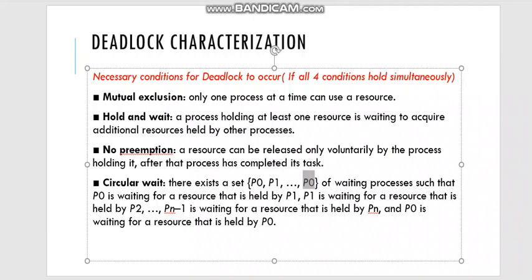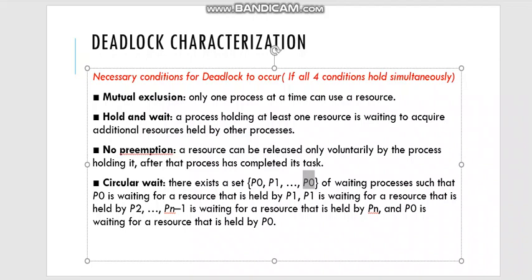Means the last process is again waiting for the first process to release the resources. So it is the circular wait. So we have to check these four conditions in our system, and if all four conditions occur in the system, we will definitely say the system is in a deadlock state. Then we have to use some methods or techniques by which a deadlock can be avoided.